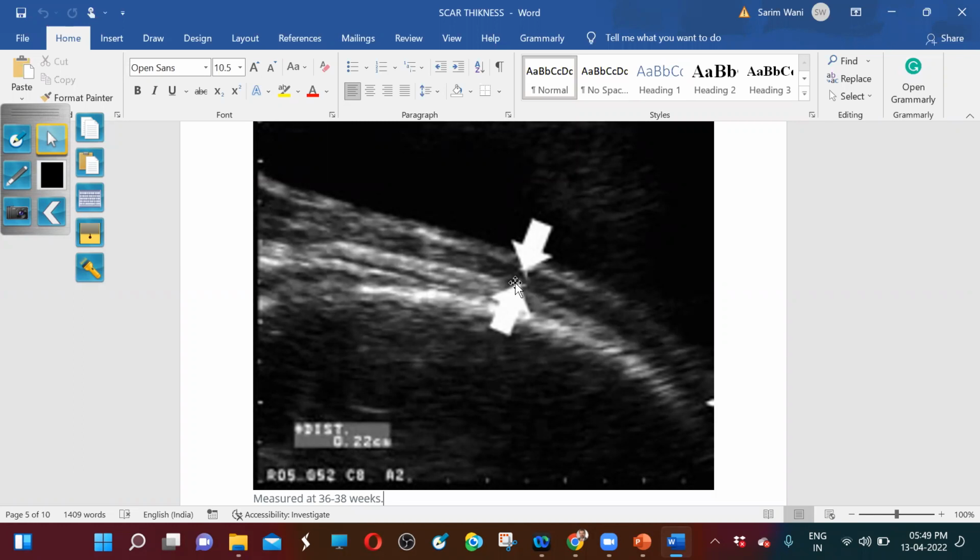I'm repeating for the third time now. Don't take the scar, don't take that hyperechoic line. See for the beneath myometrium, which is hypoechoic. So you have to measure this, not from here to here. That is why. Okay, I will come to that.